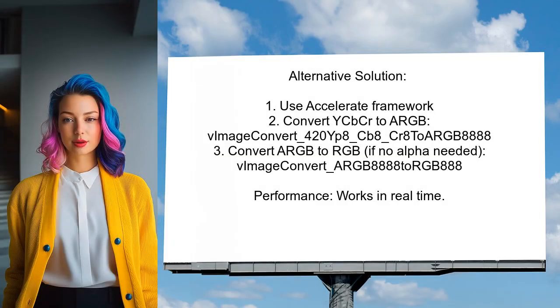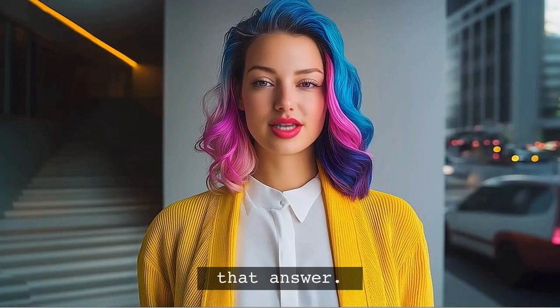An alternative solution suggests using the Accelerate framework's image conversion functions. Specifically, you can use vImageConvert_420Yp8_CbCr8ToARGB8888 to convert the YCbCr pixel buffer to ARGB format. If you don't need the alpha channel, you can follow that with vImageConvert_ARGB8888toRGB888 to get the RGB format. This method is reported to work in real time. That wraps up that answer. Let's move on to another one.